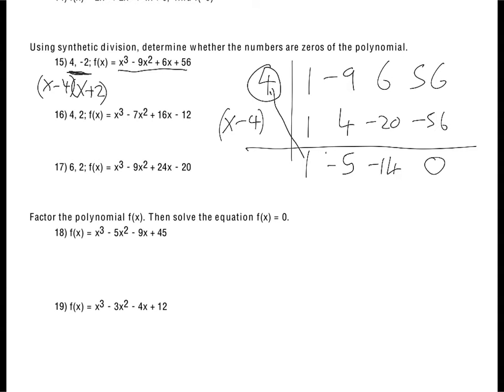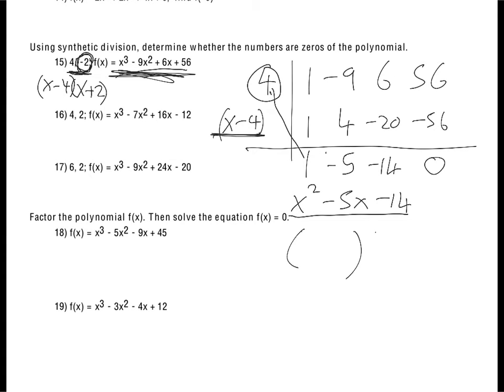Now remember what this means, though. This is x squared, because remember we started with an x cubed, so because I'm just dividing by a single x, synthetic division, x squared minus 5x minus 14. Now the thing about this is, I'm not even going to bother checking to see if -2 works as well, because watch this.